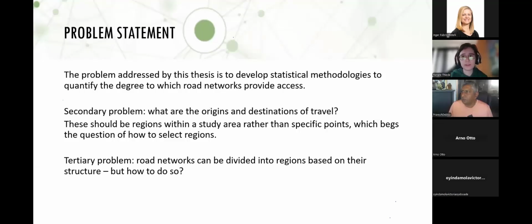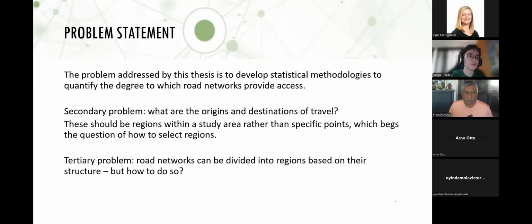So the problem statement of the PhD was generally just to develop statistical methodologies to quantify the degree to which road networks provide access. Of course, in the context of South Africa, but the problem statement is more general.